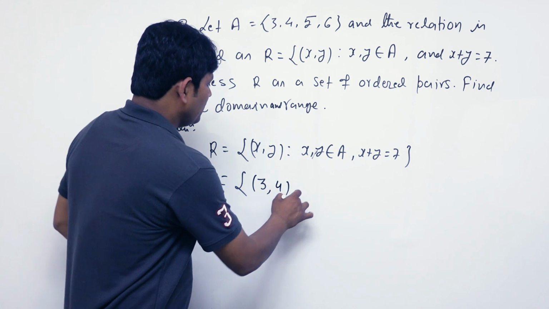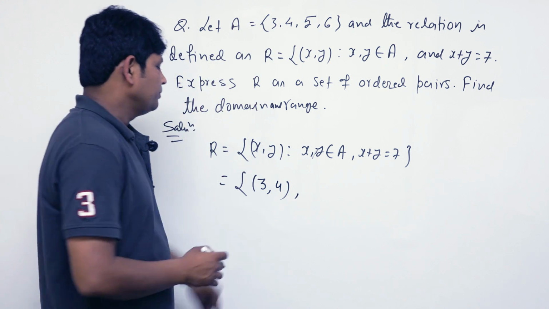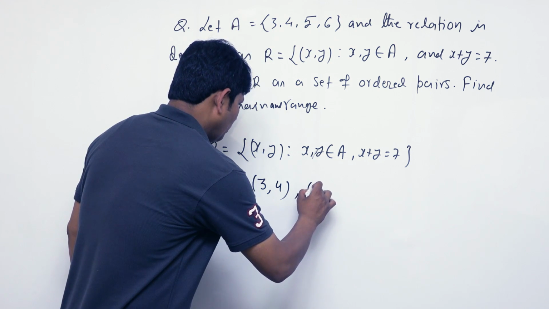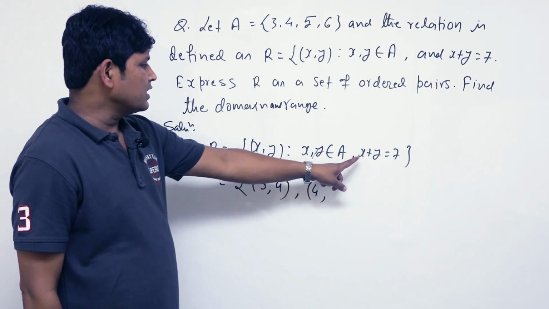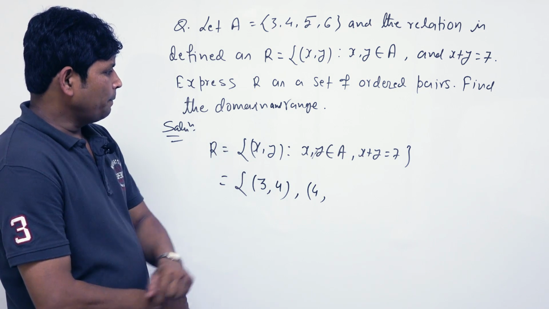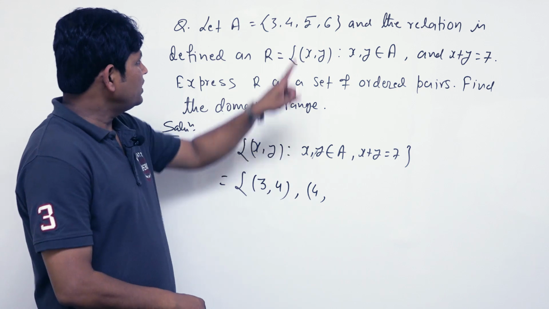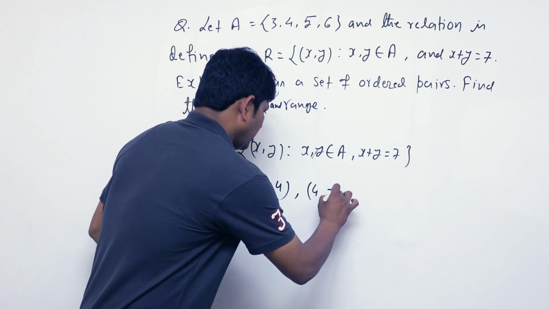Now we can take another element. Suppose I take 4 as the first component. If I take x as 4, what will be the value of y? y is 3. Is 3 here? Yes. So we can take this.